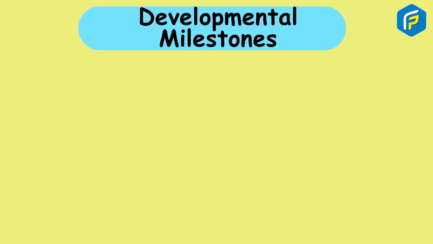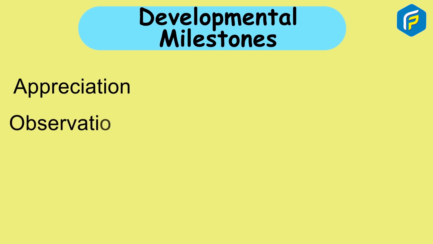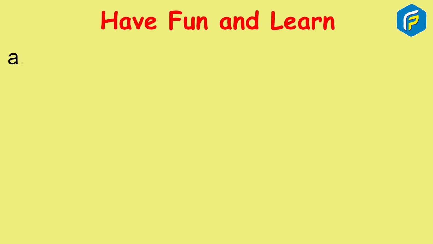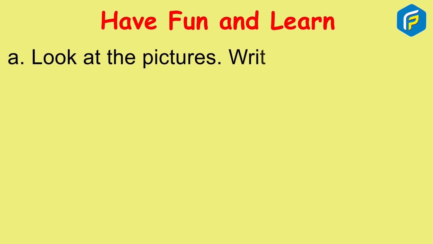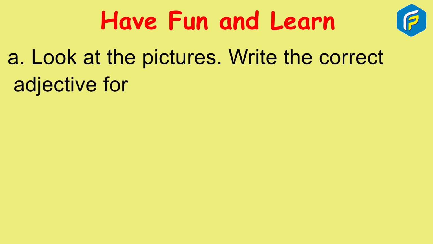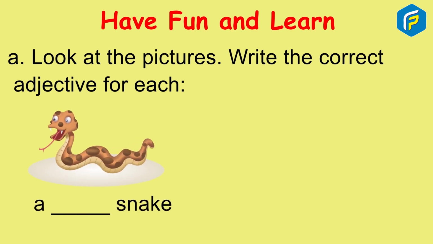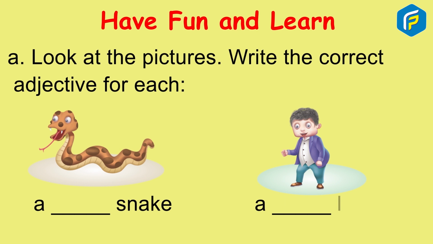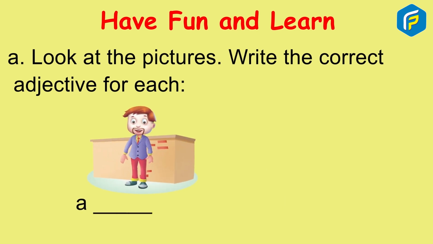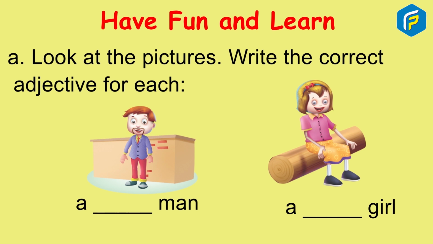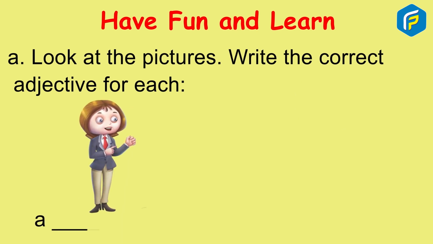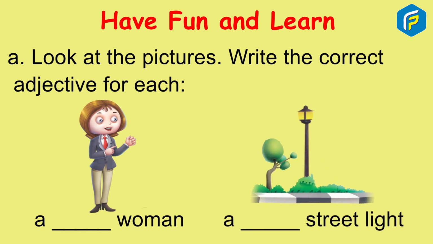Developmental milestones. Appreciation. Observation. Opinion. Have fun and learn. Look at the pictures. Write the correct adjective for each. A long snake. A fat lad. A thin man. A short girl. A beautiful woman. A tall street light.